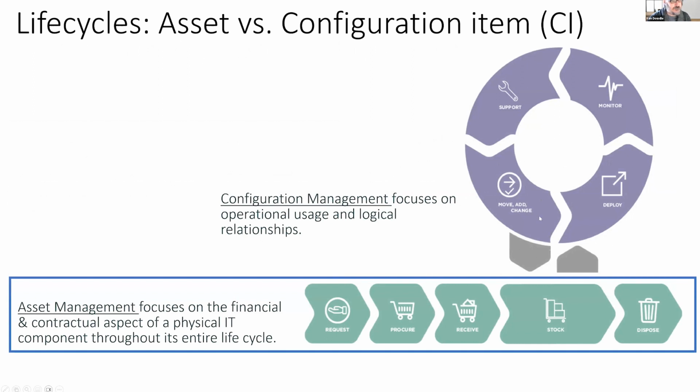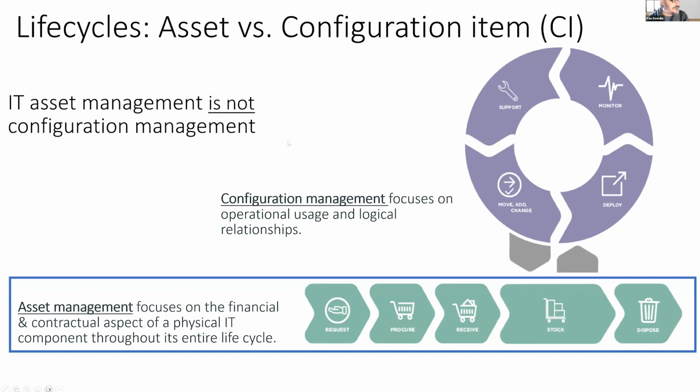Configuration management really only cares about when it's on the network and it's functioning. How is it configured? How are we supporting it? How are we monitoring it? How are we deploying it? How are we pulling it out? Whereas asset management is really the whole end-to-end process. And there is some overlap, but IT asset management is not configuration management. Configuration management doesn't care about the financials or the contracts or any of that stuff around the physical IT. And again, a virtual asset, I always bring that up, a virtual server is not an asset. A virtual server is definitely a CI, but it's not an asset.